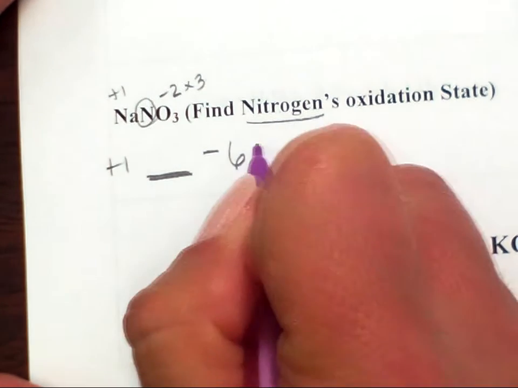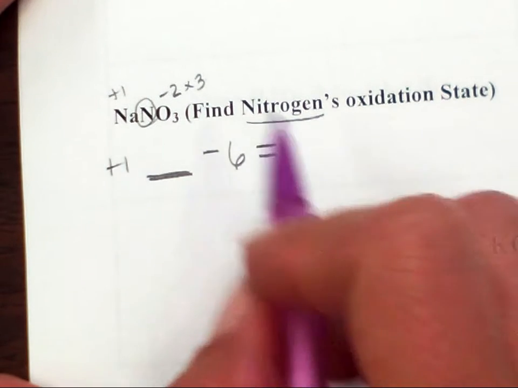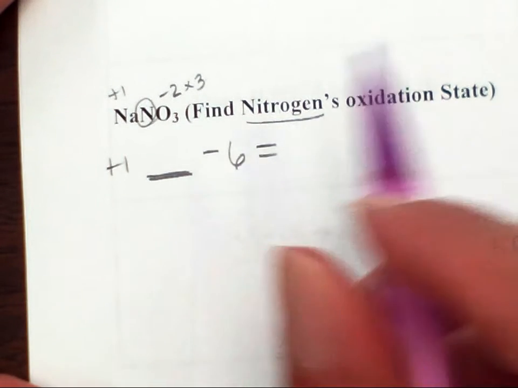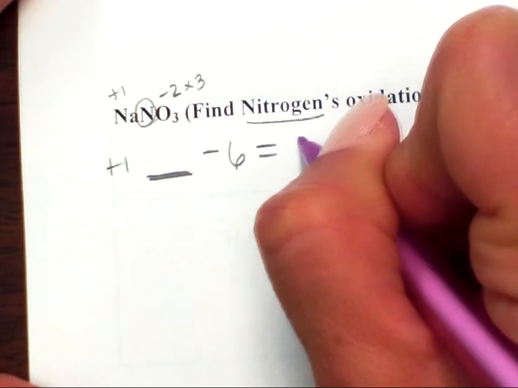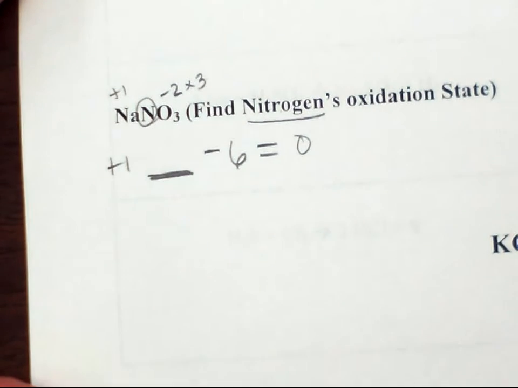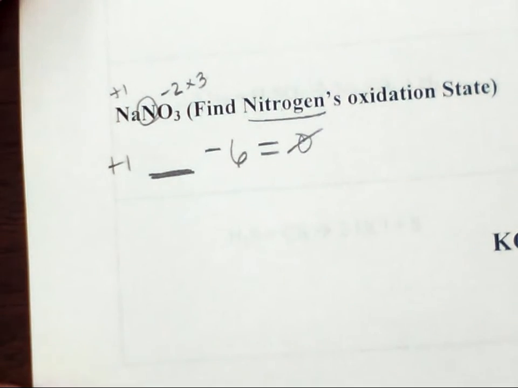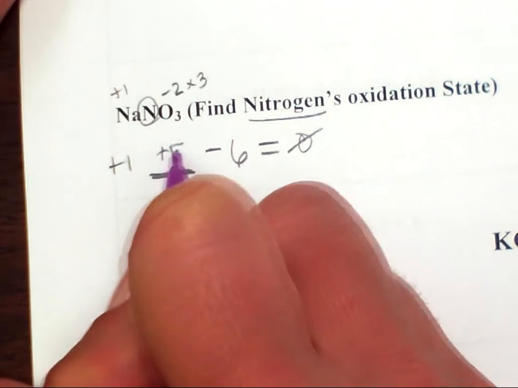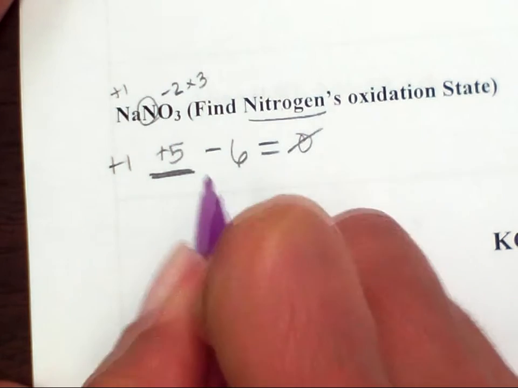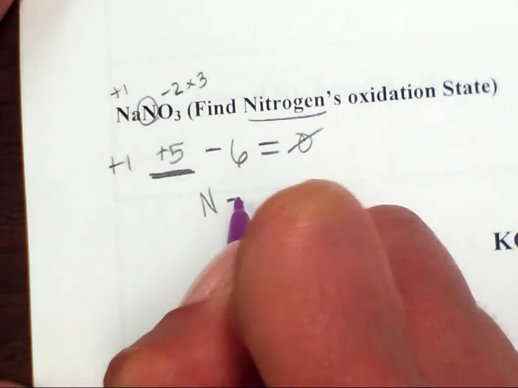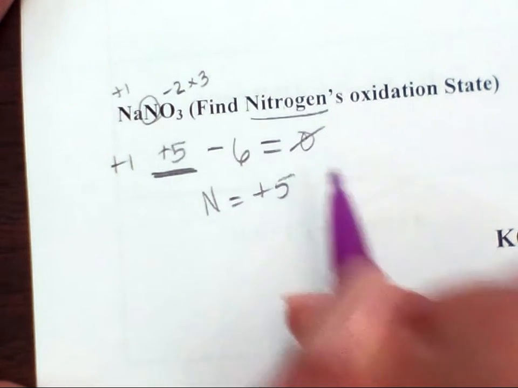What number, when adding all these up together, would it have to be in order for the oxidation states to equal 0 so that this is a stable ionic bond? Well, the only number that could fit here is a +5. So nitrogen is +5. Okay, let's try one more.